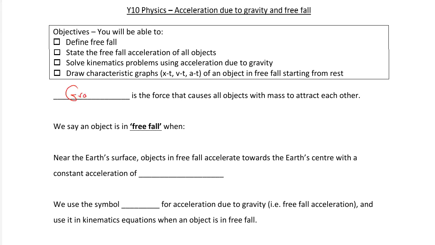Gravity is the force that causes all objects with mass to attract each other. It's the force that holds you on the Earth and that makes things fall. And we say that an object is in free fall when the force of gravity is the only force acting on it, when there's no other forces acting on it at all. In other words, there's no air resistance.